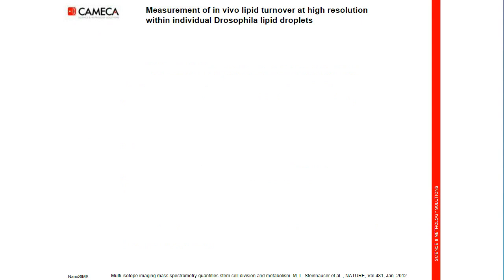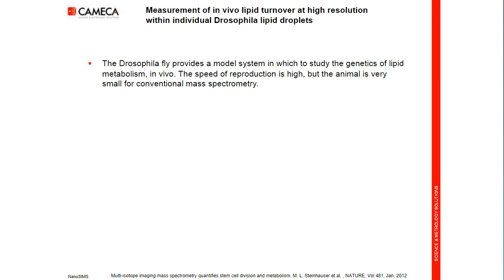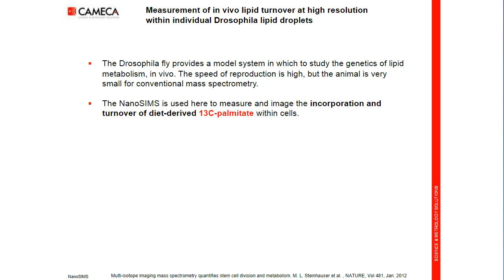So we will now use a part of this article by Stenhauser et al. in Nature, 2012. We will look at lipid turnover. The Drosophila fly provides a model system in which to study the genetics of lipid metabolism in vivo. The speed of reproduction is high, but the animal is very small for conventional mass spectrometry. So the NanoSIMS is used here to image the incorporation and turnover of diet-derived C13-labeled palmitate within cells.